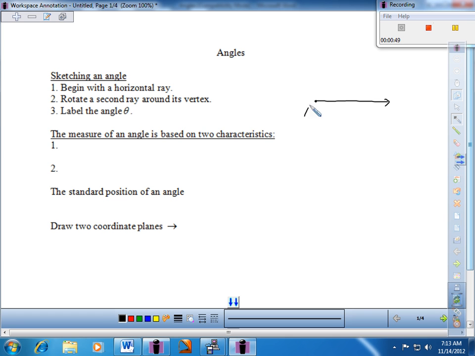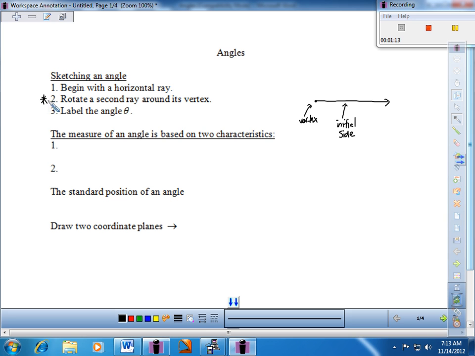If you want to label some things, not a bad idea at this stage. That's going to be our vertex right there. And then what we're going to do is label this ray the initial side. So put that in place if you get an opportunity. So we start with that, and then here's where the definition of an angle really comes into play. It's this piece right here.